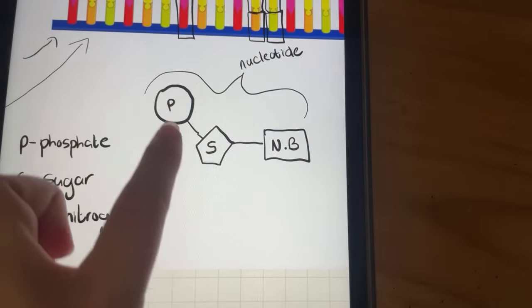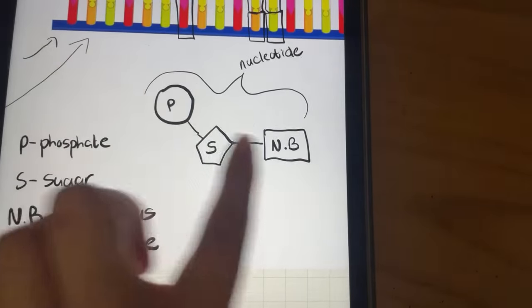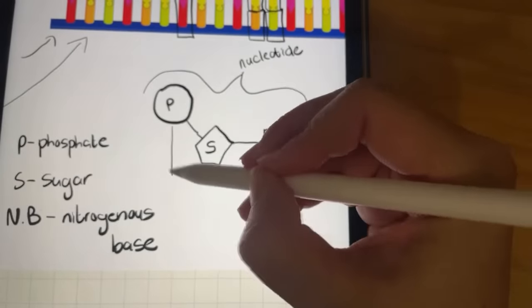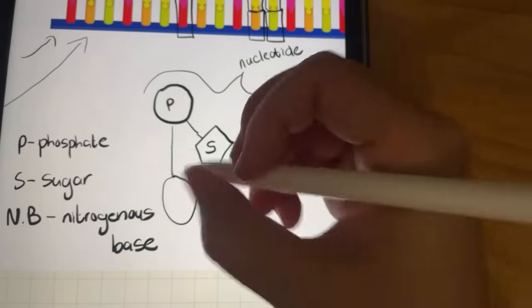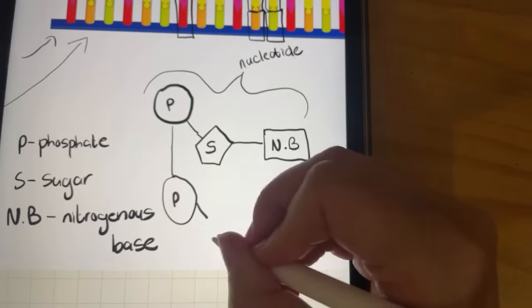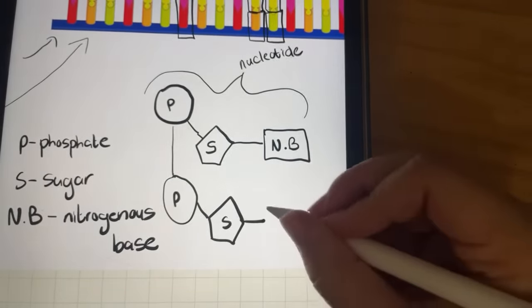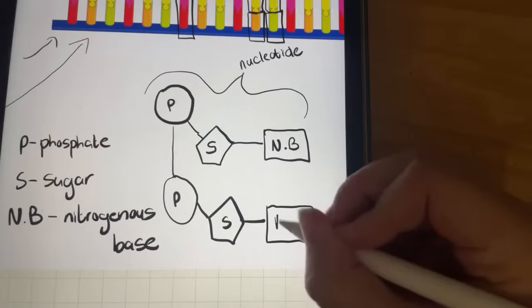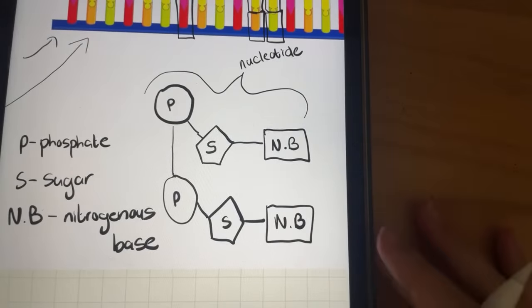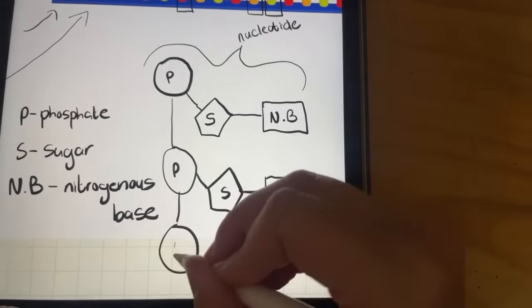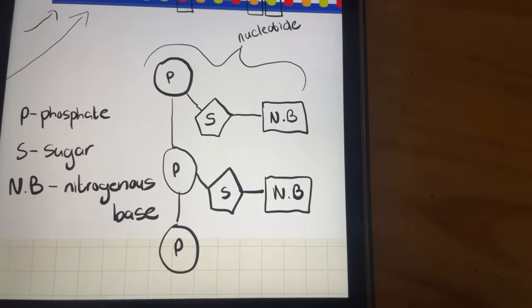Well, if I wanted to add another nucleotide below it, all I'm going to do is add in another phosphate over here. I'm going to add in another sugar over here. And I'm going to add in another nitrogenous base. And so on and so forth. And I can just add and add and add more and more. And we would continue the chain.